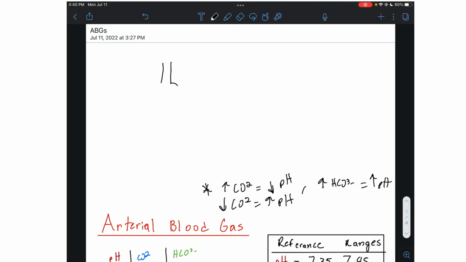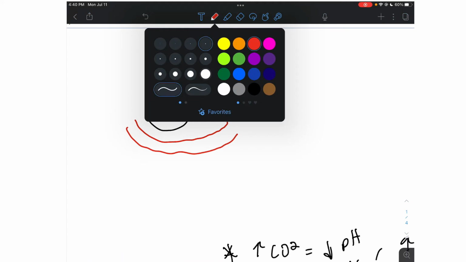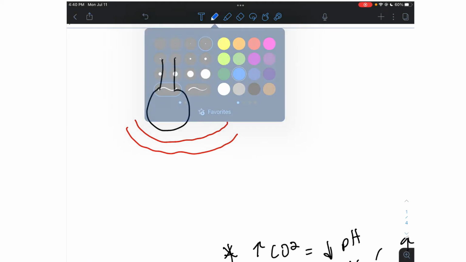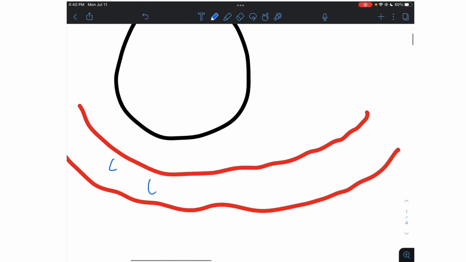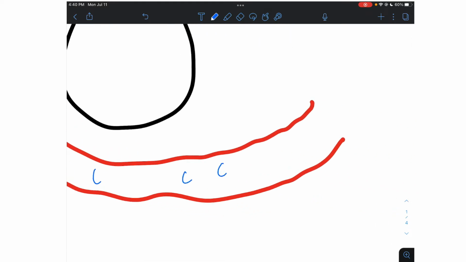Sorry, I know my drawing's going to be bad, but here's our little alveoli, and here's our little bloodstream right here. Okay, so in this bloodstream right here, we have a ton. I'm going to just use C's to represent CO2, but we have a ton of CO2. So remember that C represents CO2.